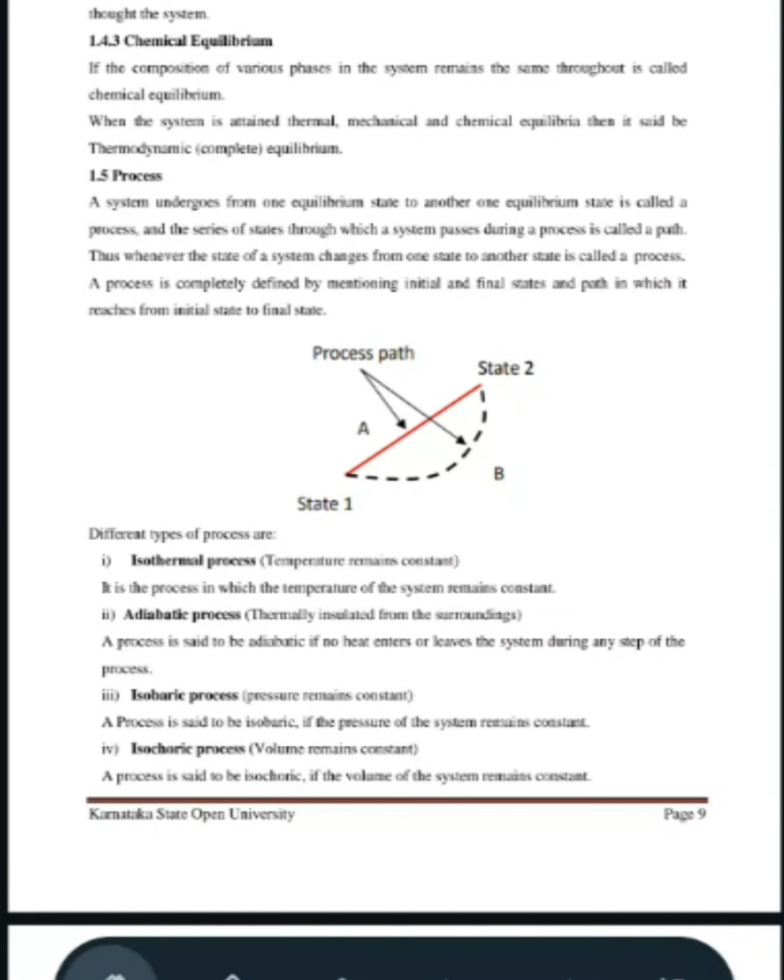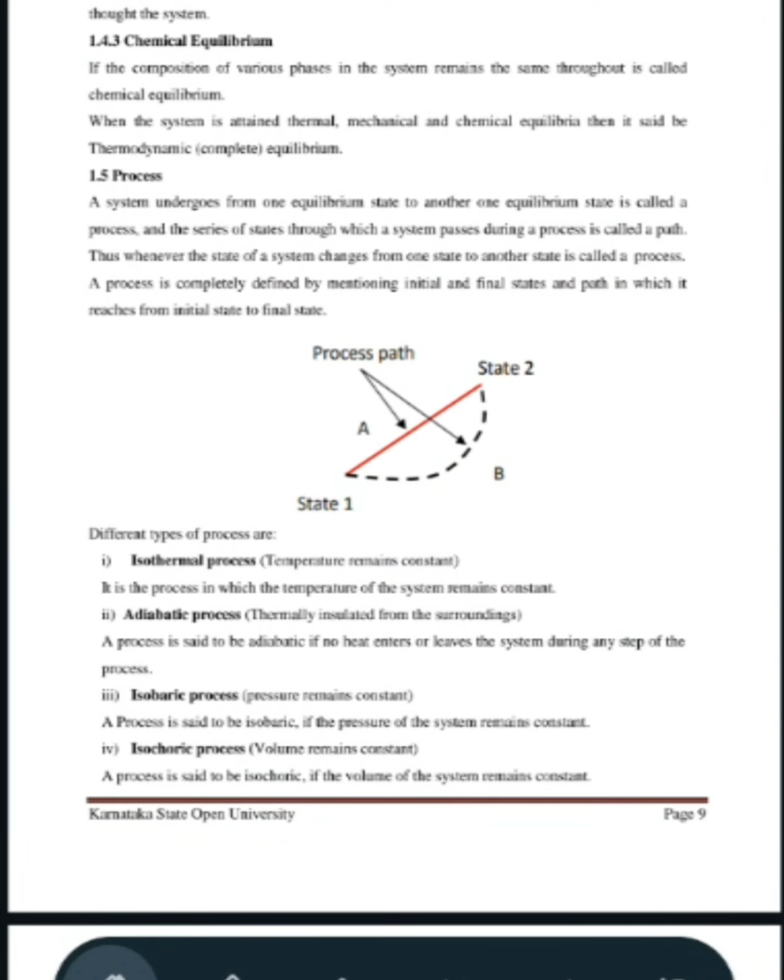State variables are nothing but pressure, temperature, volume, mass, and composition. These are the important state variables used to define a system. So the next term is thermodynamic equilibrium.